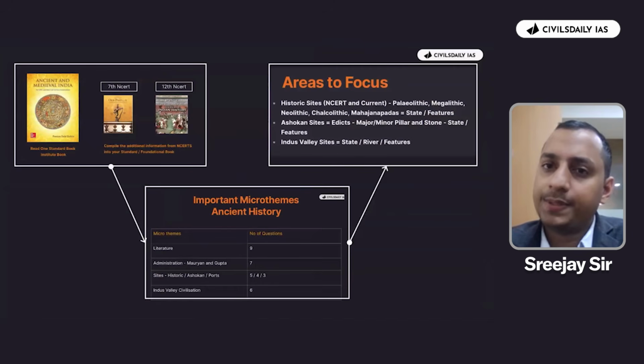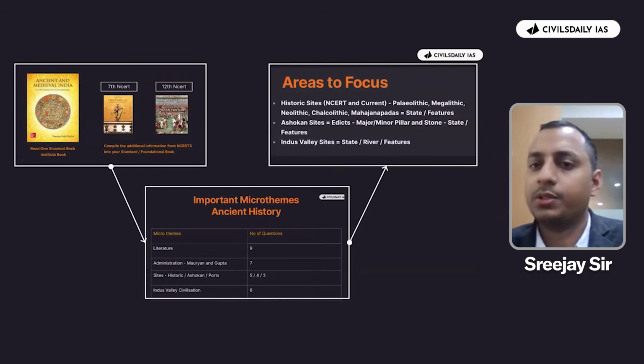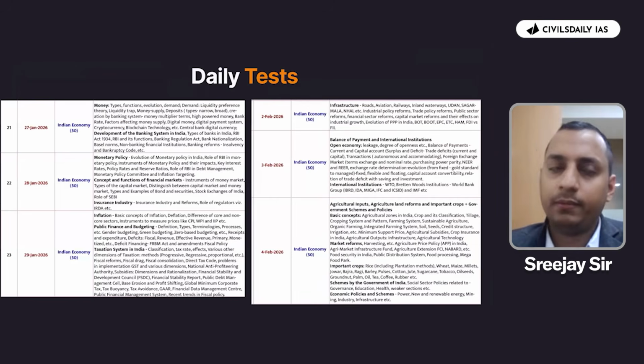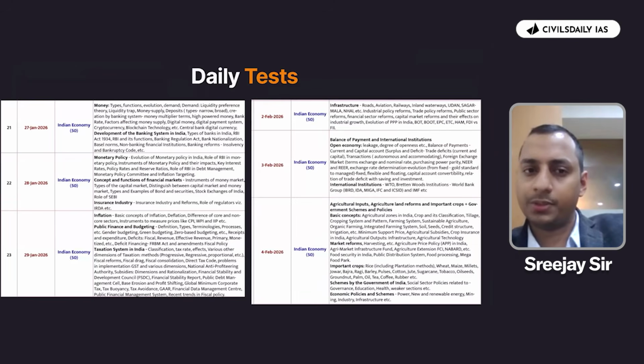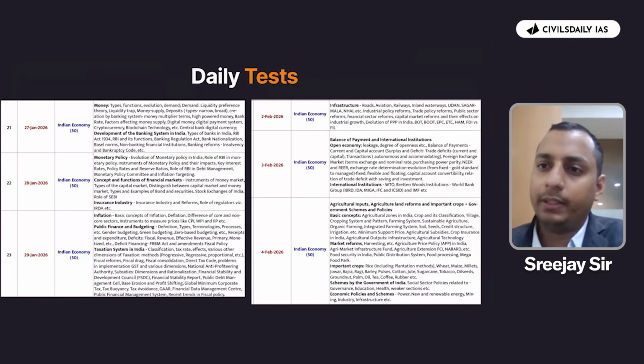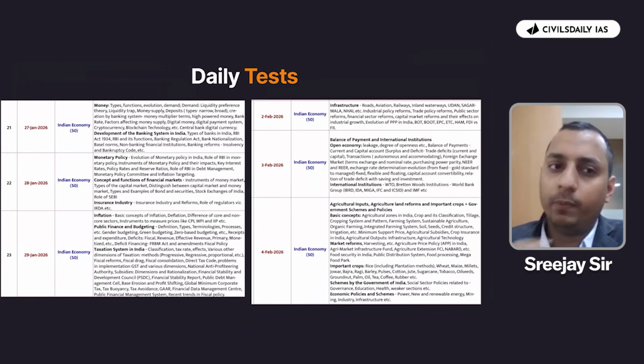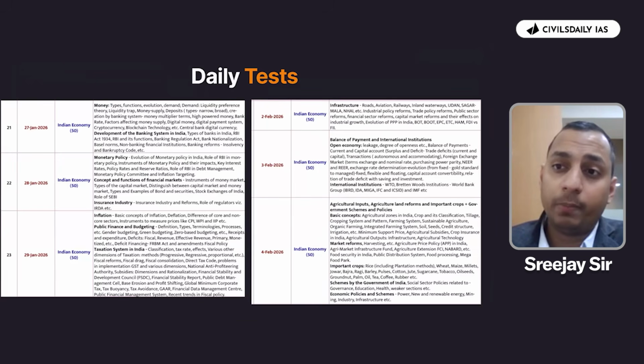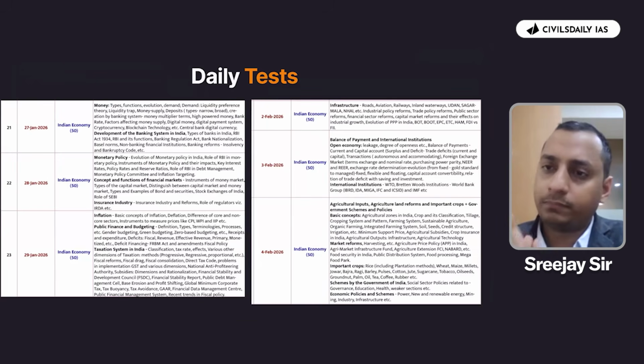So this will be the process. Identify the sources. For the sources, which micro theme to focus on, and what are the areas to focus. Clear? After that, now I have identified what the sources are. Now I need to complete polity in 10 days. Or let's say I need to complete Indian economy in 10 days. What do you need to do? You make a plan for yourself. If you don't want to make a plan on your own, you can follow our plan. We have already made a plan for you.